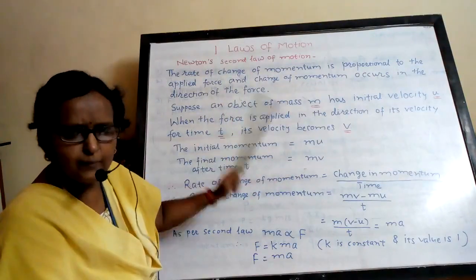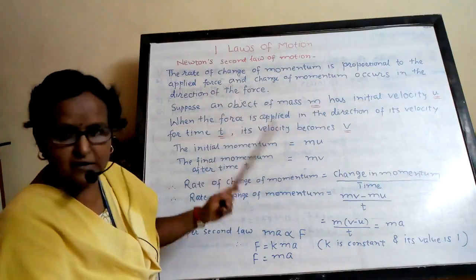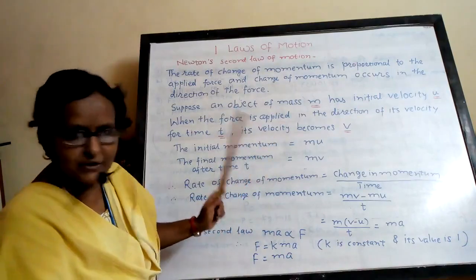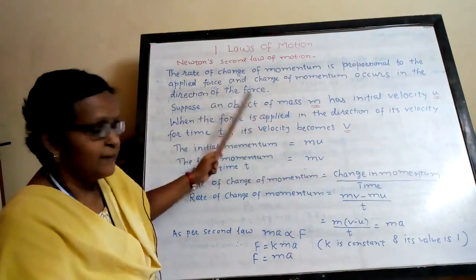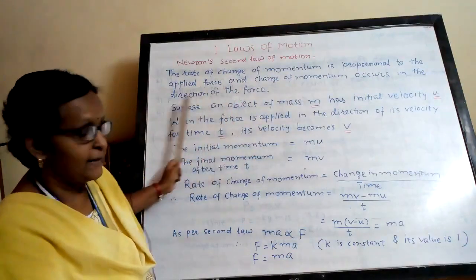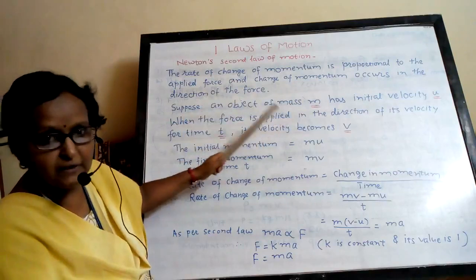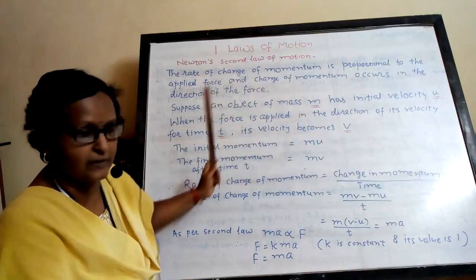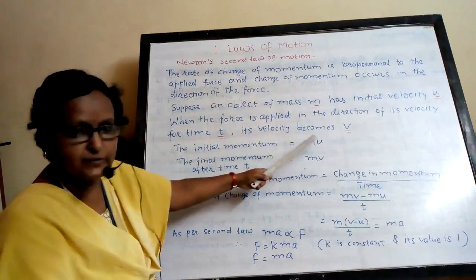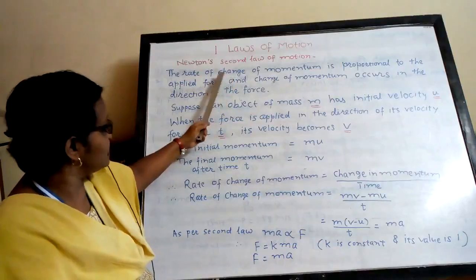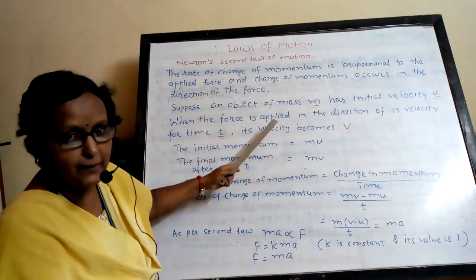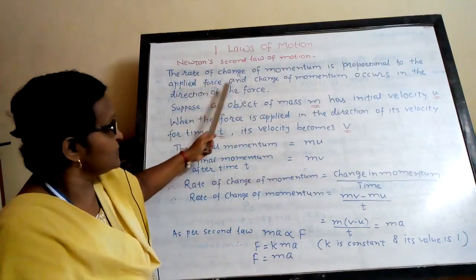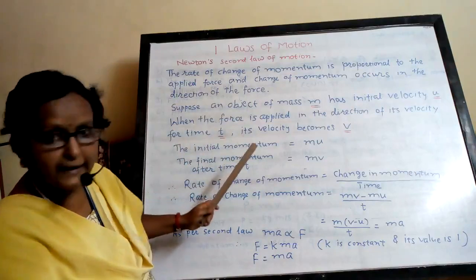You have to always remember that m is mass, u is initial velocity, v is final velocity, t is time, a is acceleration, etc. So mass is m, it has initial velocity u, it has velocity v after time t, after applying the force. When the force is applied in the direction of its velocity, for time t, its velocity becomes v. Now our law tells us that the rate of change of momentum is proportional to the applied force, and the change of momentum occurs in the direction of the force.